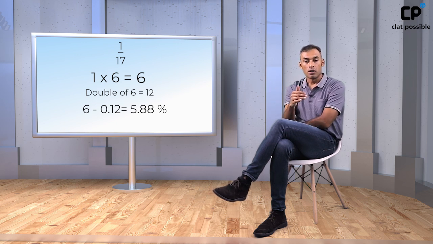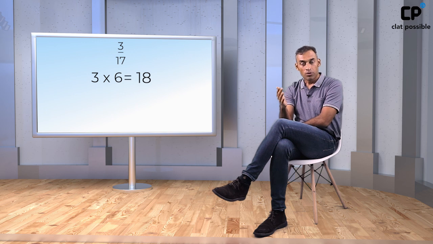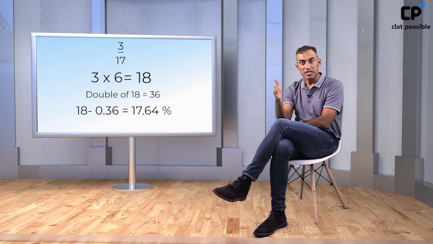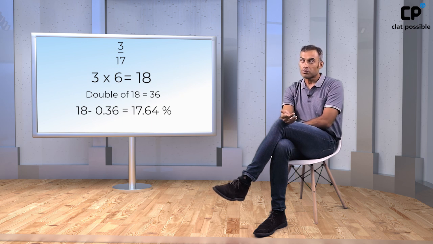Similarly, if we have 3 upon 17, we will just do 3 into 6, which is 18, and the double of 18, which is 36. We will put 2 decimal shifts, which is 18 minus 0.36, and that will make it 17.64%. So this is a trick that we can use with 1 by 17, right? 1 by 18 is 5.55.